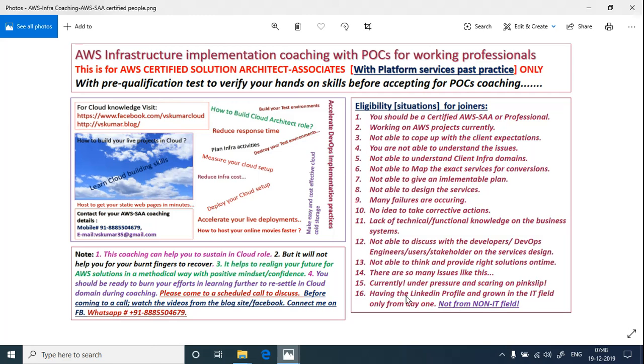So what you are supposed to do, if you are interested to contact me, is have a LinkedIn profile and have grown in the IT field only from day one. That is the pre-qualification I am expecting from the guys. My target is to save many IT professionals from getting pink slips, to beat the current market in the trending technology. That is the slogan I have made.